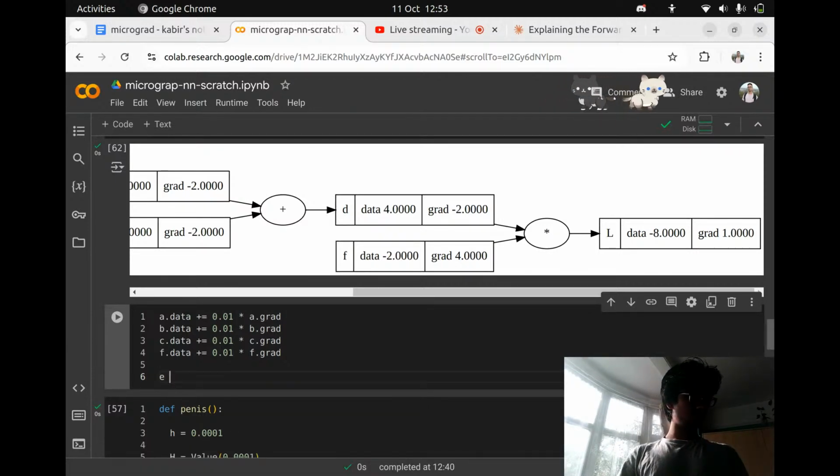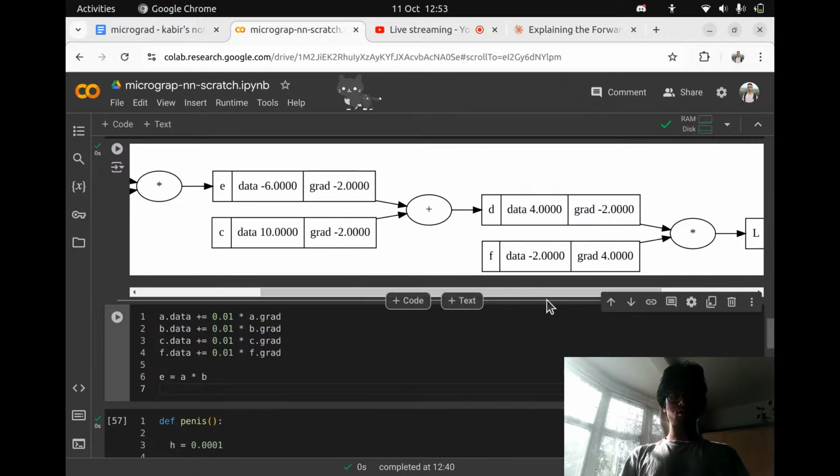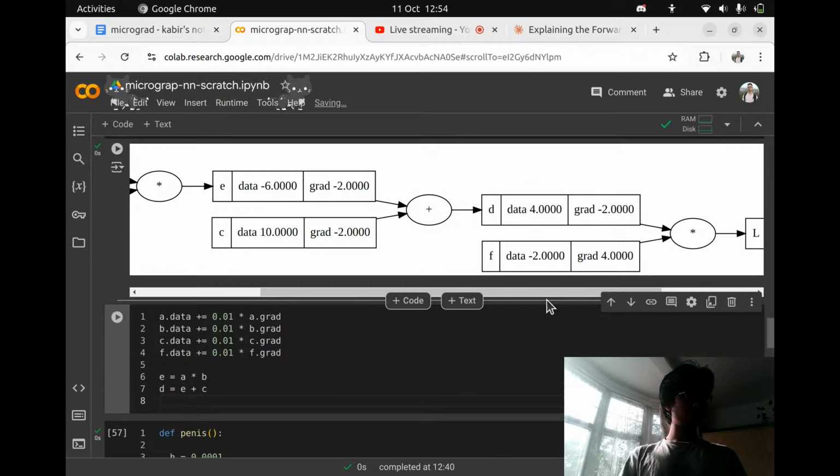So E equals A sub B, A sub Z. Z equals E plus C. Else equals Z times F times S. Okay.